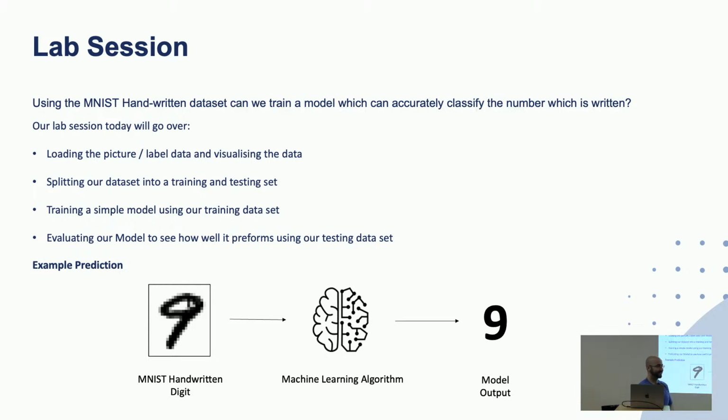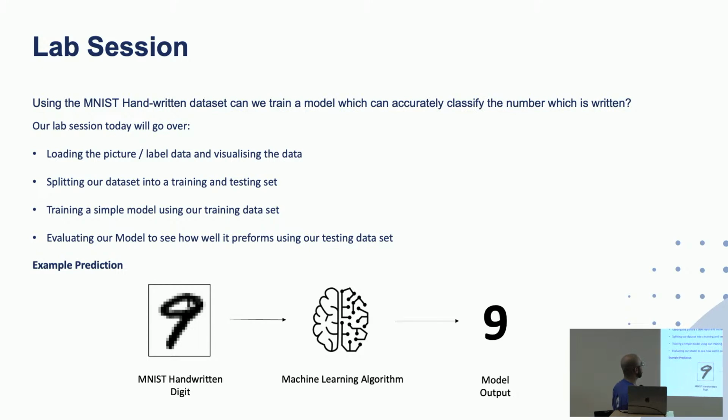Any questions? Okay, I'll explain what we're doing today then. So we're going to use this MNIST handwritten dataset, the handwritten digits 0 to 9. Here's an example of a 9. Clearly a 9, definitely not anything else, even though it's pretty badly written. And we're going to see if we can accurately classify the number that is written.